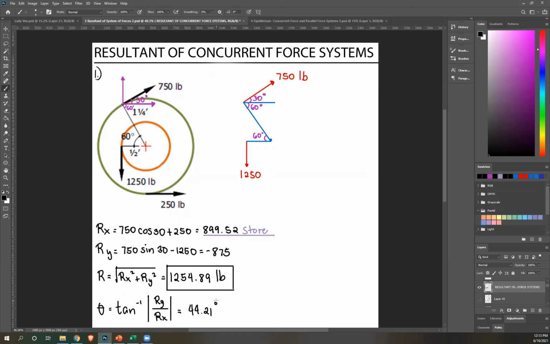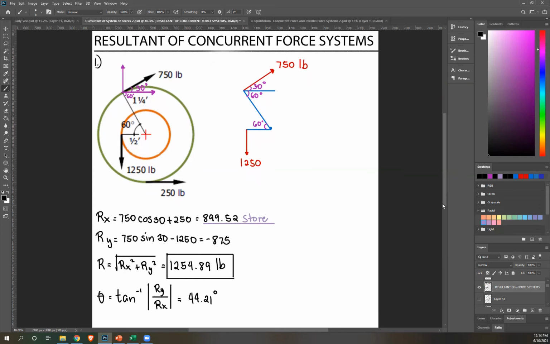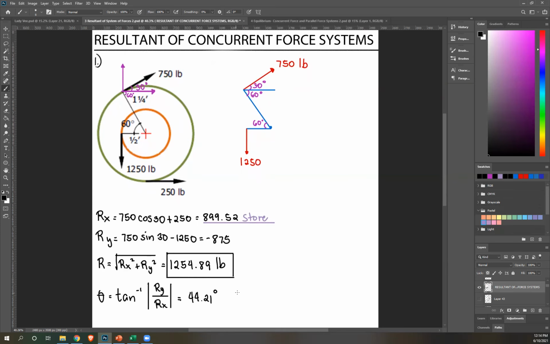And then to get the direction, look at the sign of your components. Rx is positive, therefore that's to the right. Ry is negative, therefore that's downward. So write that here, downward to the right or down to the right, or you can just draw your arrow or write it out. Down to the right. Okay.